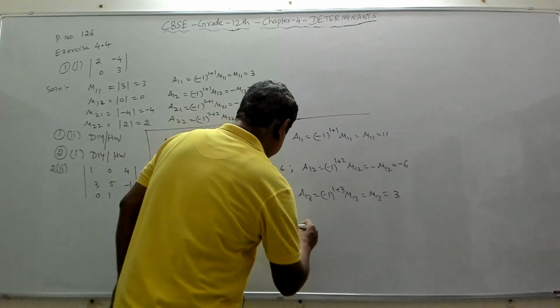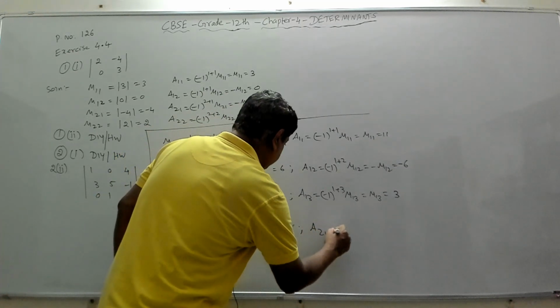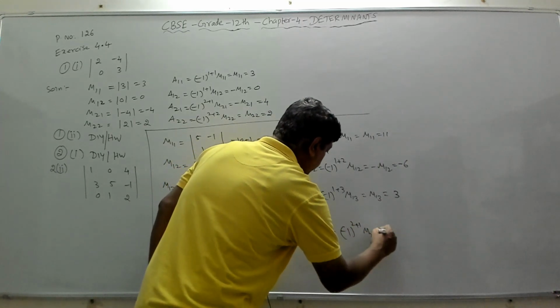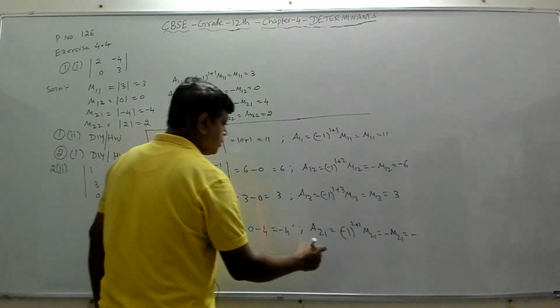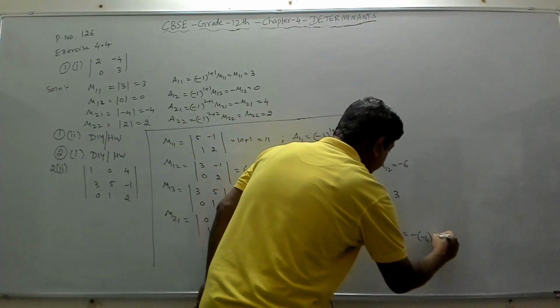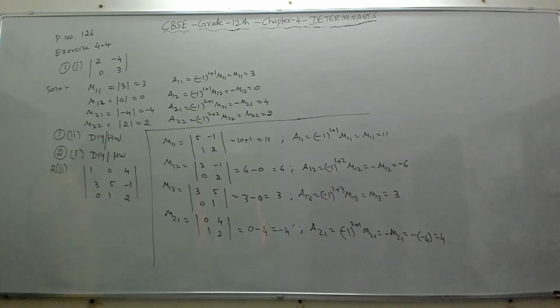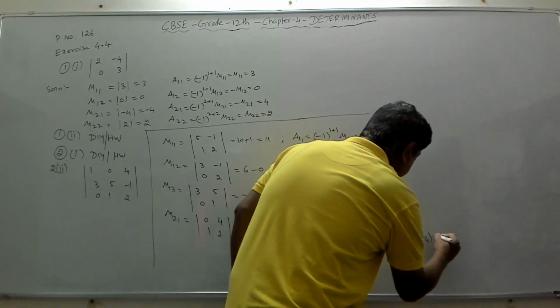So if you close this particular row and this particular column, you get 0 4 1 2. Semicolon, A21. That will be minus 1 power 2 plus 1 M21. That is equal to minus M21. That is equal to minus M21 is minus 4. It will become minus of minus 4. It is plus 4. Fine. Here M21 is equal to minus 4. So A21 is equal to plus 4. Minus of minus.